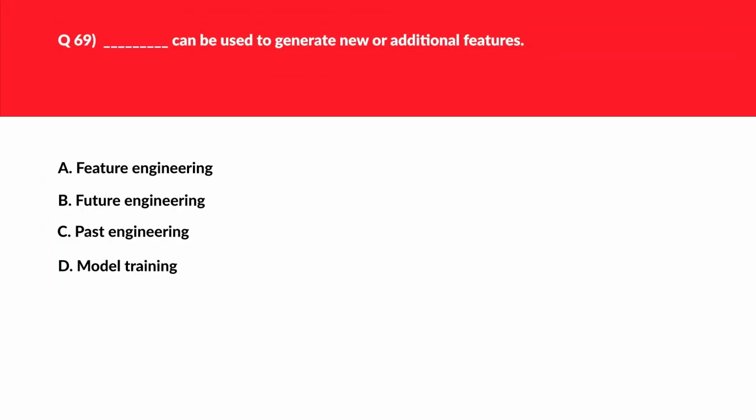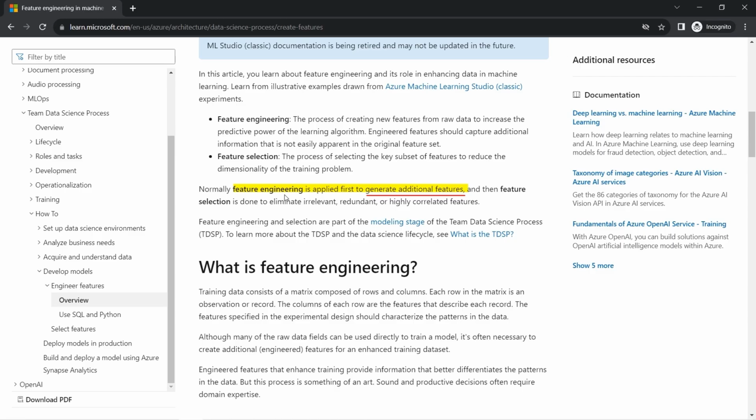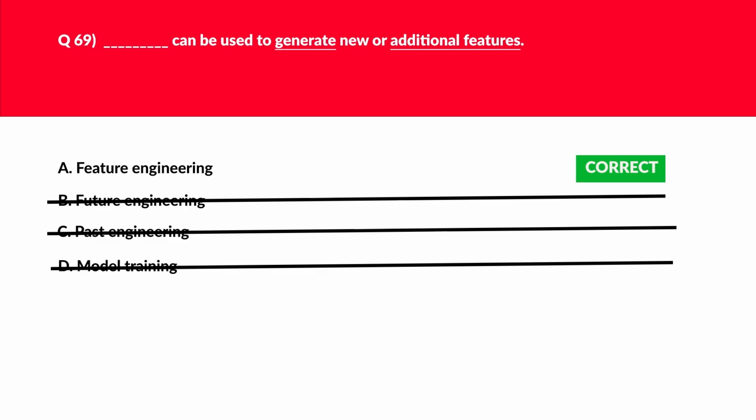Alright, another question which we can easily arrive at the correct answer just by looking at the keywords. Whenever you see keywords like generate additional features, then feature engineering, that is option A, should strike in your mind. We'll reject the rest of the options and we'll look at the official documentation. It's written normally feature engineering is applied first to generate additional features. That's what is required. We'll lock option A as the correct answer.